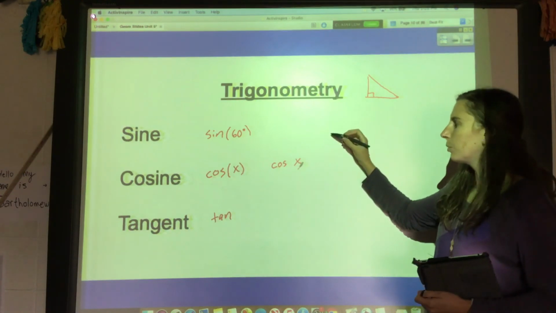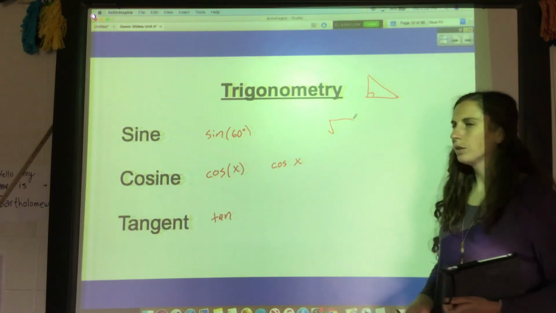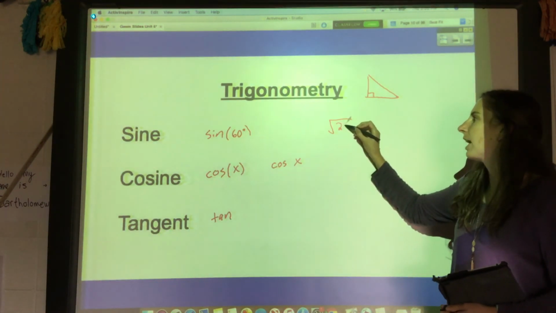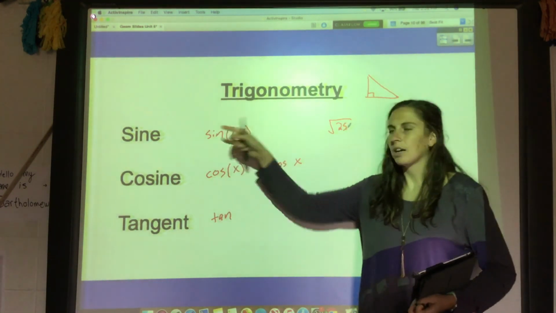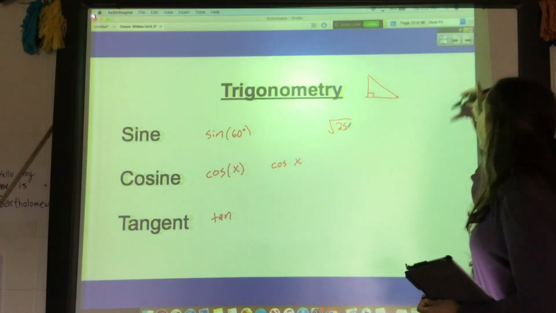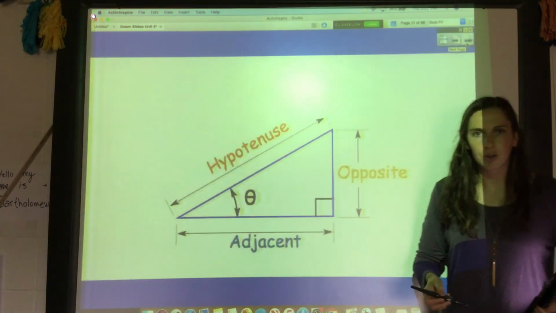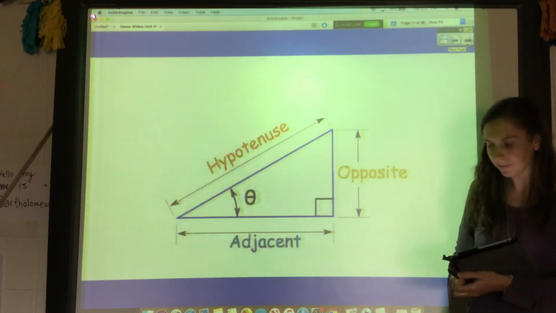Just like it wouldn't make sense to say square root. Square root doesn't make sense unless something's in there, like 25. So same thing, they're kind of parasites, they have to leech onto something. So I'm going to explain what these mean. But first, I want to go over just a little vocabulary here.